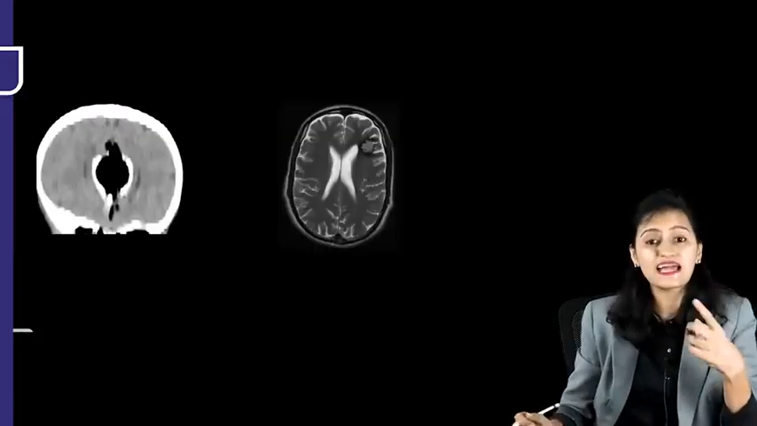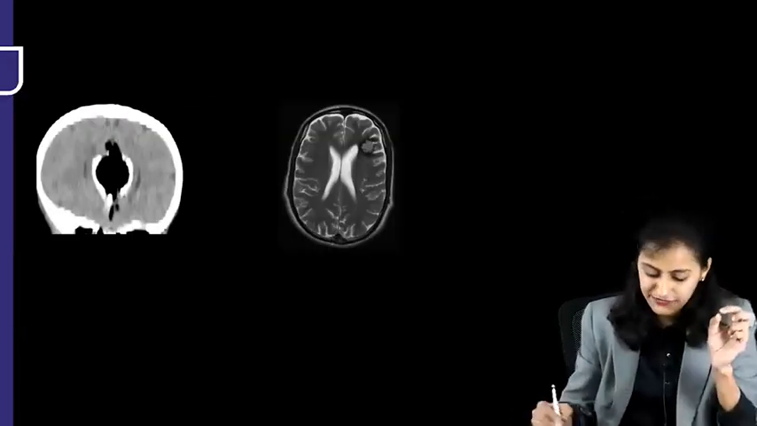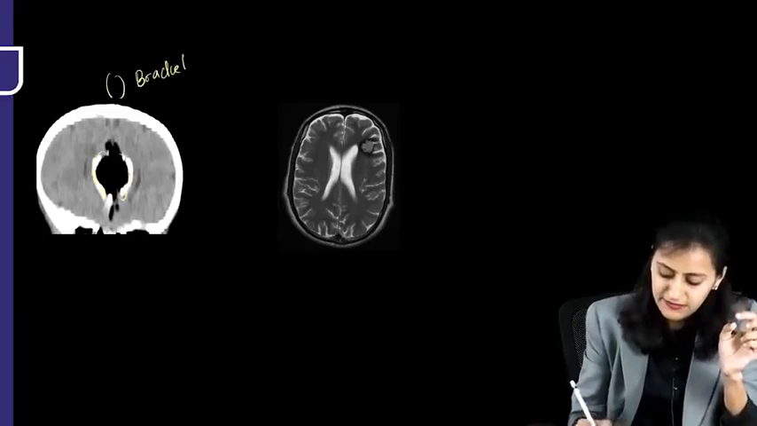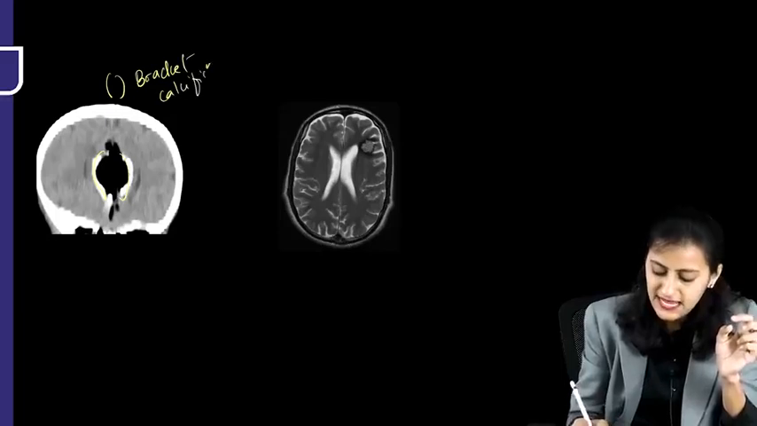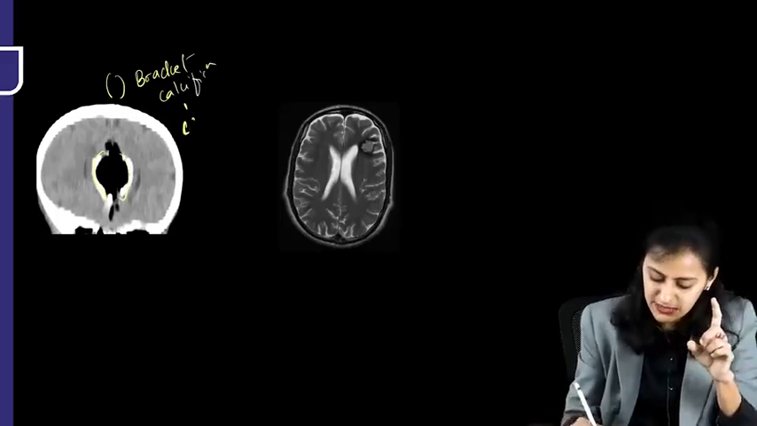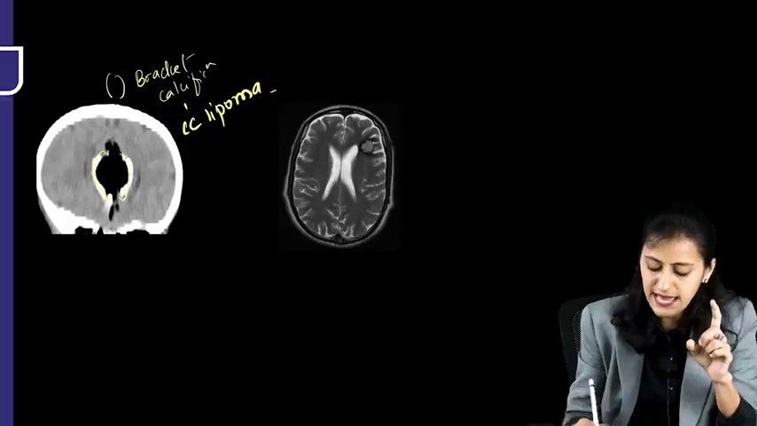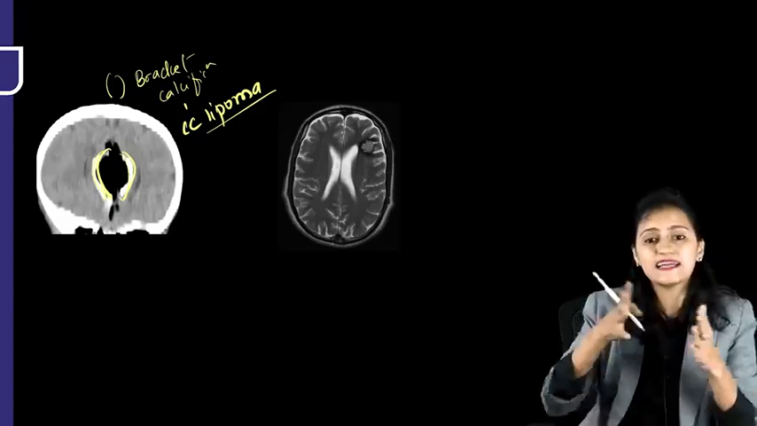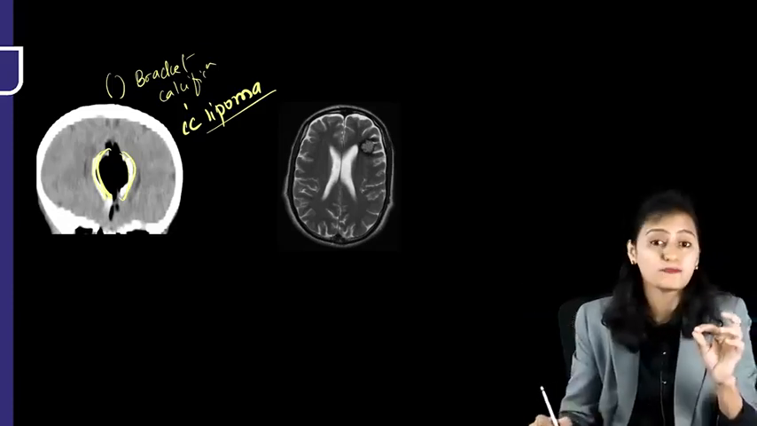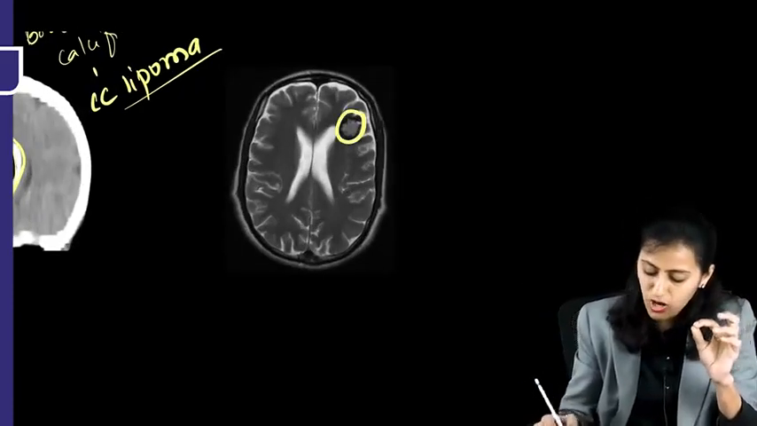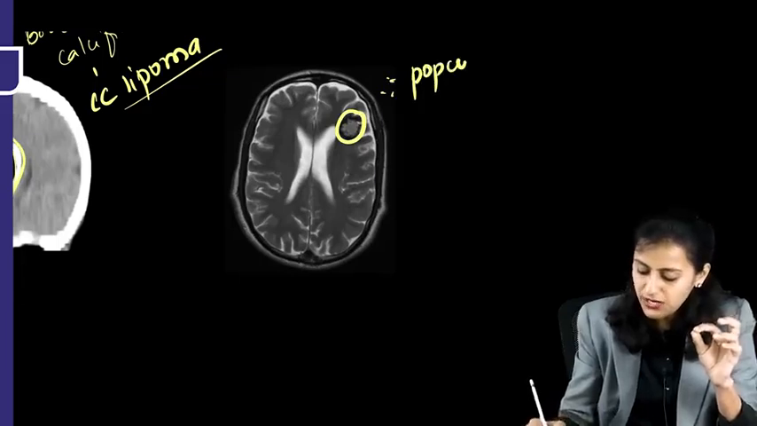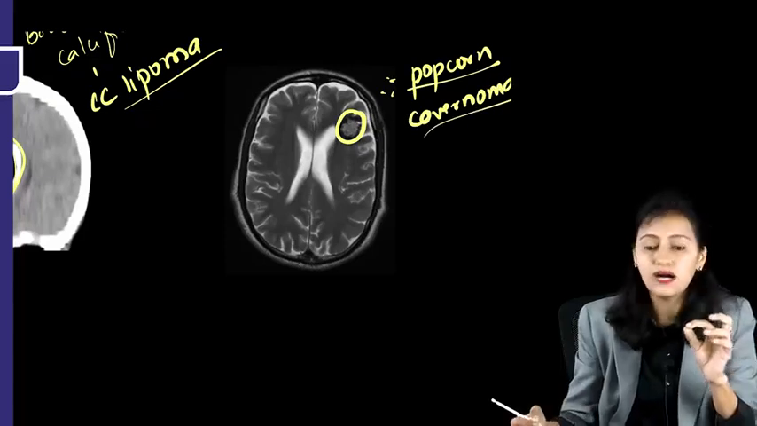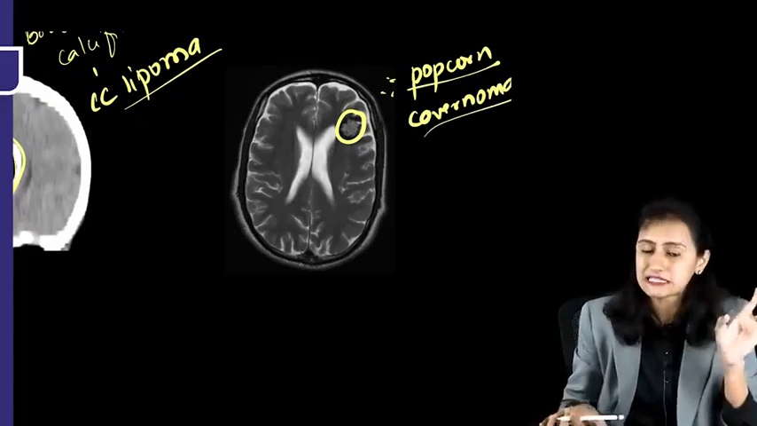We saw tram track calcification. Let's have a look at the other calcification. This is the bracket-like calcification. Okay, this is called bracket calcification, which is seen in corpus callosum lipoma. Lipoma fat calcifies. Okay, so on either side of the midline, bracket calcification, corpus callosum lipoma. Popcorn-like appearance, popcorn calcification is seen in cavernoma. Okay, it is seen in cavernoma in the brain.